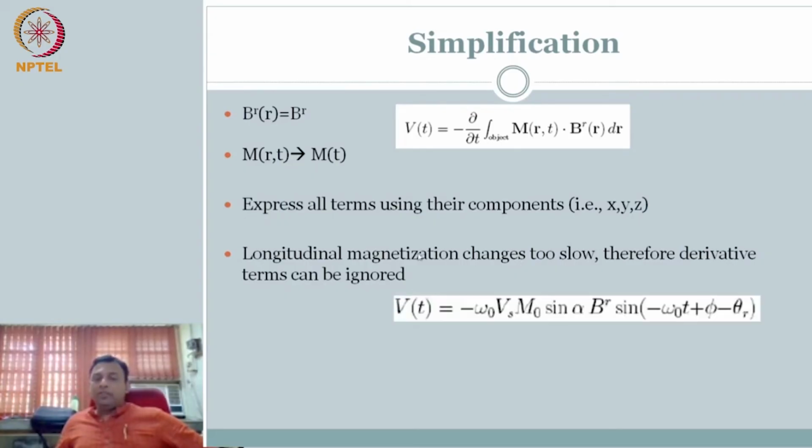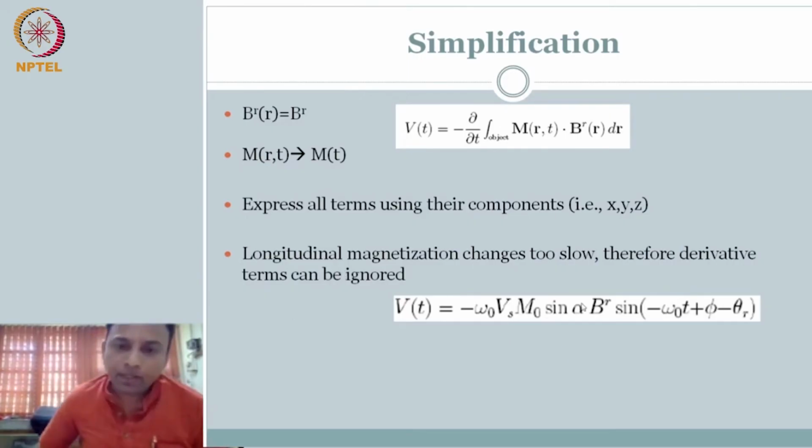So essentially, we substitute all this as simplification. We can write V of t is nothing but omega naught Vs. Vs is now sample volume, not voltage. This is a very common mistake students have when you read the text. Vs is sample volume, not your voltage. Okay, so beware of that. Then you have your M naught, S sin alpha, Br, and the sine quantity. Okay, so notice now that this is the voltage that you are getting.